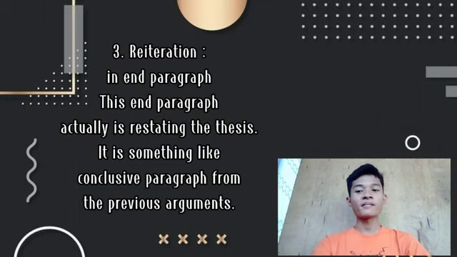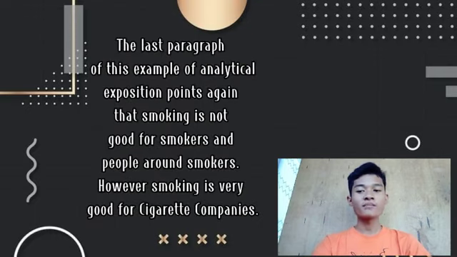This end paragraph actually is restating the thesis. It is something like a conclusive paragraph from the previous arguments. The last paragraph of this example of analytical exposition points again that smoking is not good for smokers and people around smokers. However, smoking is very good for cigarette companies.